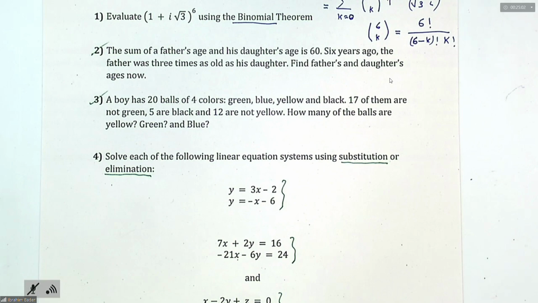Yeah. It's a good exercise because then you will learn how to evaluate things like the square root of 3 to the power 6, which is 3 to the power 3, exactly, 27. And i to the power 6 is minus 1.